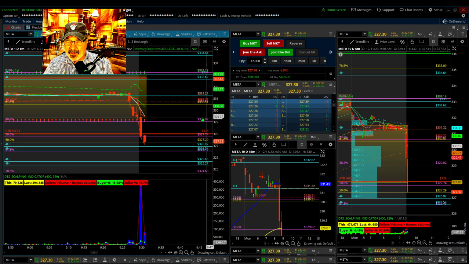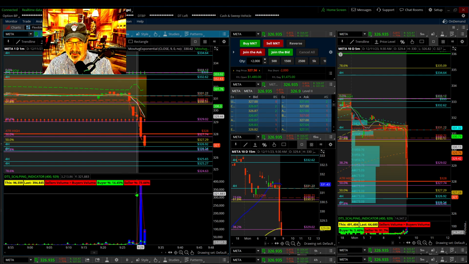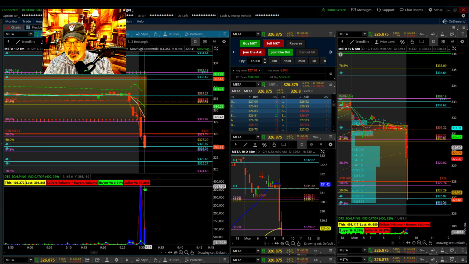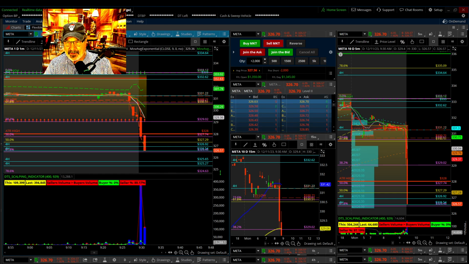56. No, I wanted it to be higher, so I'm shorting it, obviously. Now here's the scalping indicator, and it's telling you that the short move is very strong. So you wouldn't want to get out of this move. It's already a $900 trade.